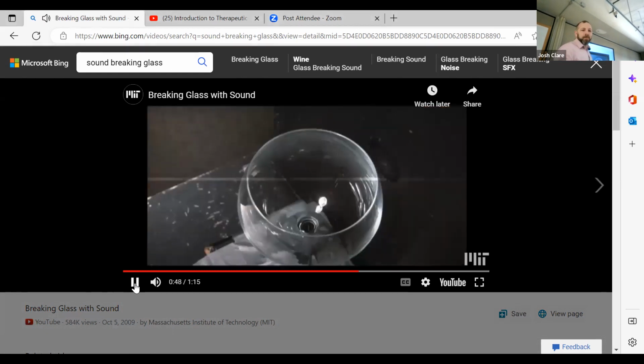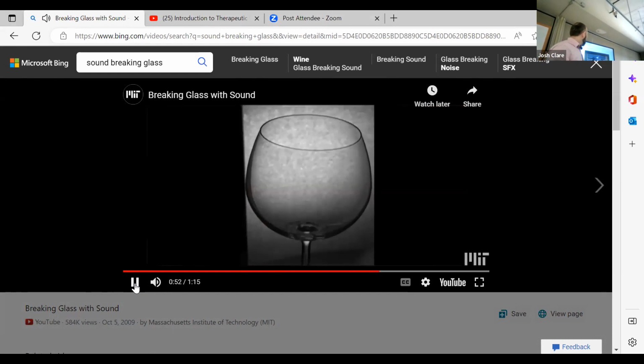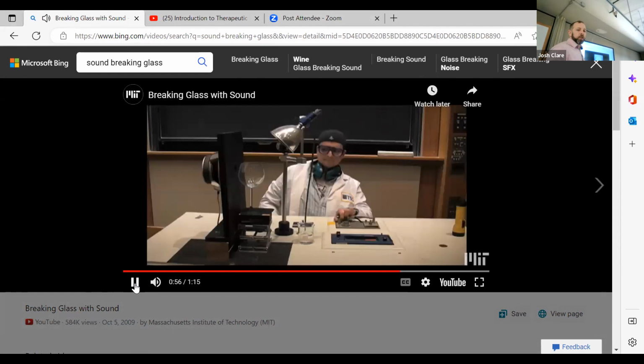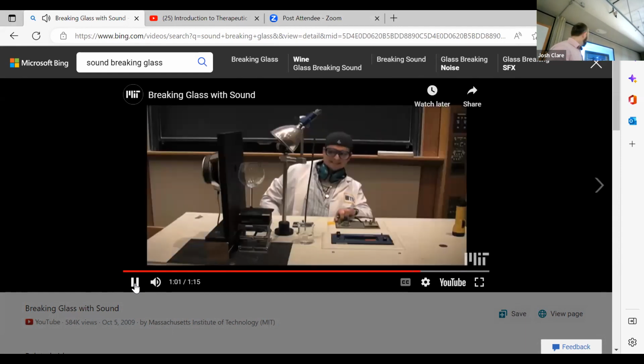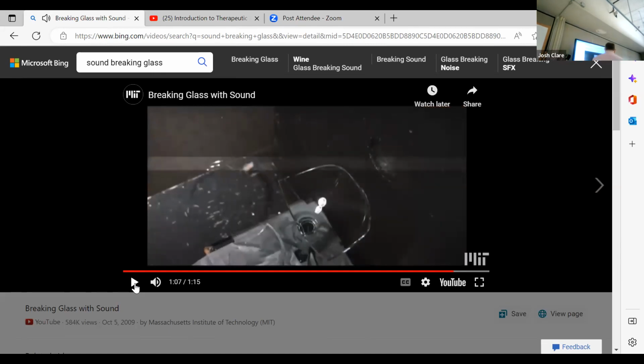So look at that. We're introducing sound waves and it's causing the structure to change. There we go. That's what we wanted to see.